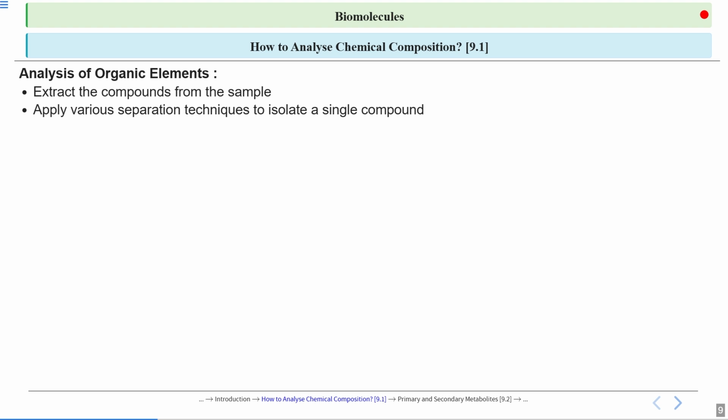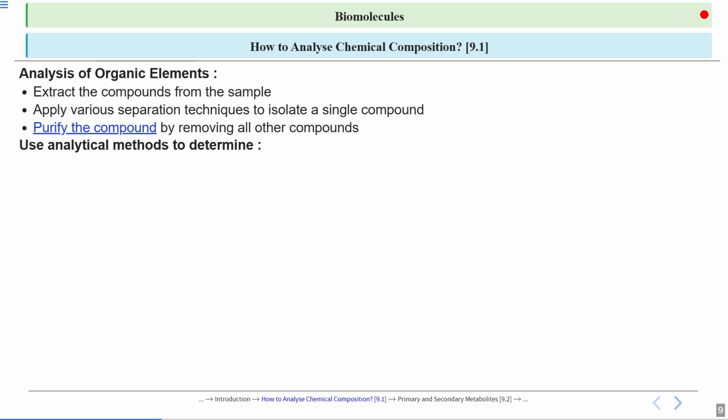So you can use that technique, and you can use different solvents also. You can use chloroform, or a mixture of chloroform and some other organic solvent. So you can use these solvents to separate the biomolecules. You can separate even a single compound. Then you can purify the compound by removing all the other compounds. So now you have got the single compound.